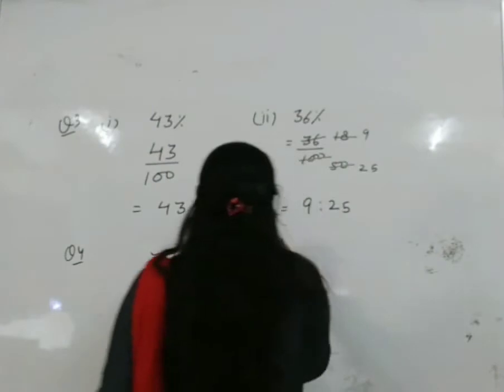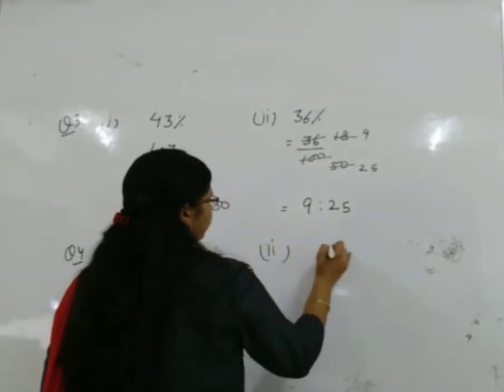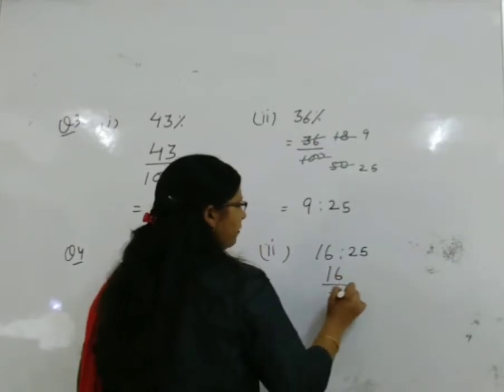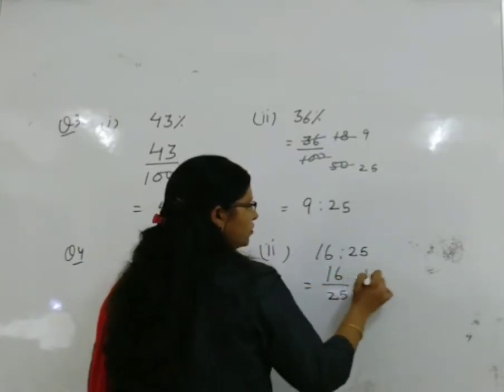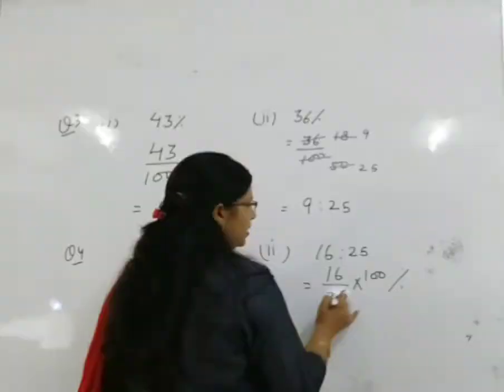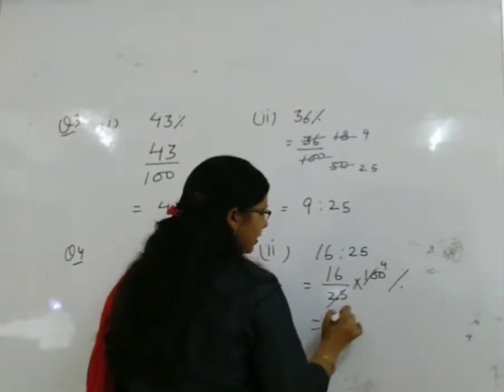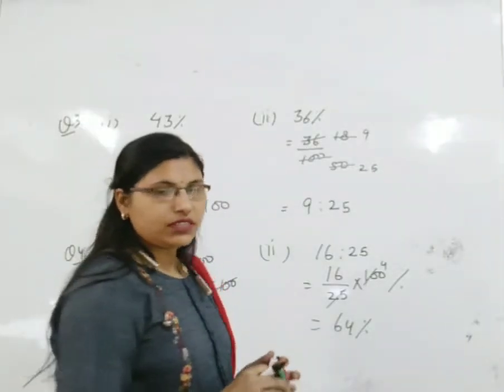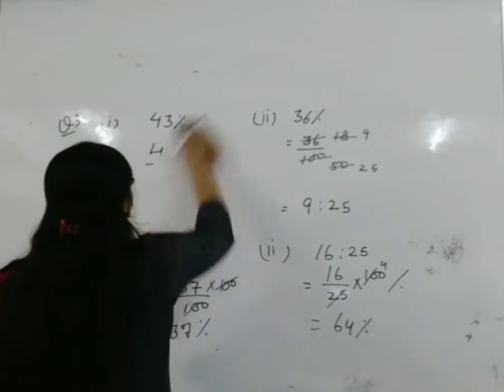16 ratio 25. So we can write it as 16 upon 25 into 100 in the numerator to convert to percentage. Now we can cancel out, we will get the answer 64%. Clear? Now the next question, question number 5.